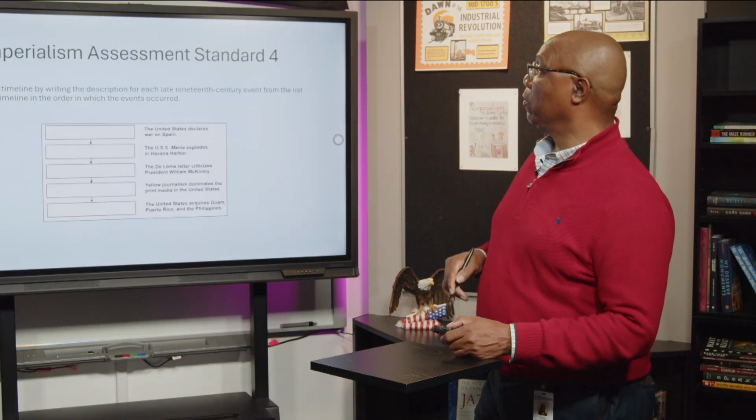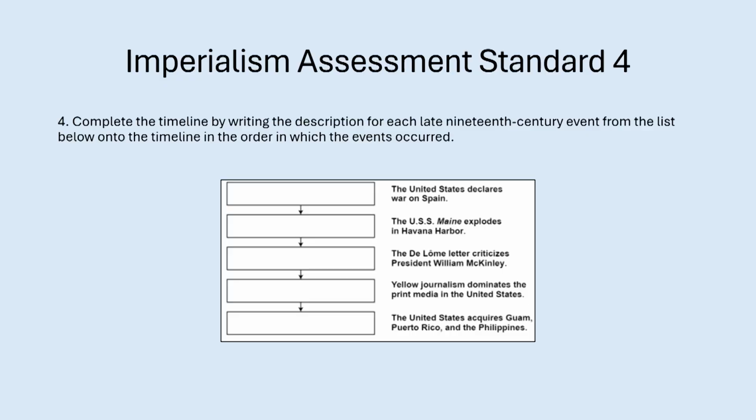All right, what we're going to do is look at standard 4 here on imperialism. This first question says, complete the timeline by writing the description for each late 19th century event from the list below onto the timeline in the order in which the events occurred. In other words, we have to put them in order in terms of which one went first, which one was second, which one was third.